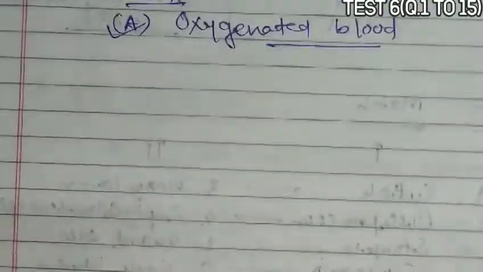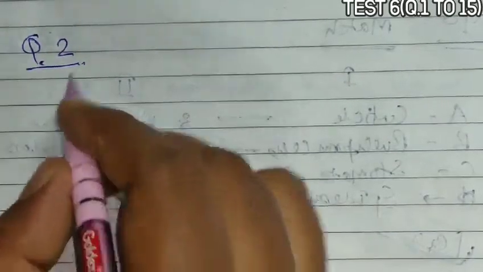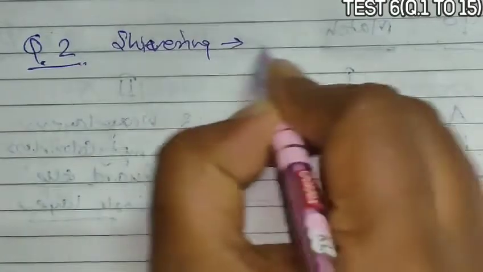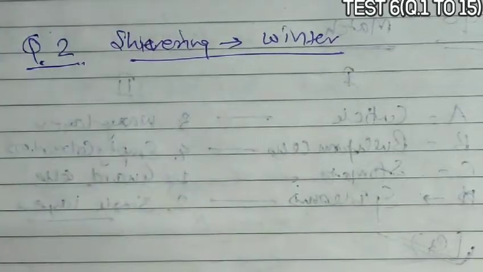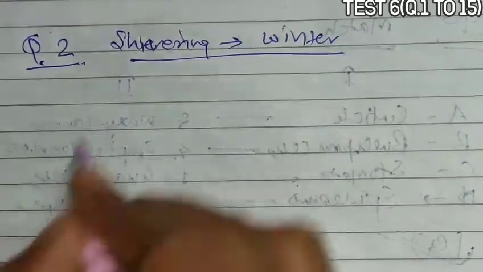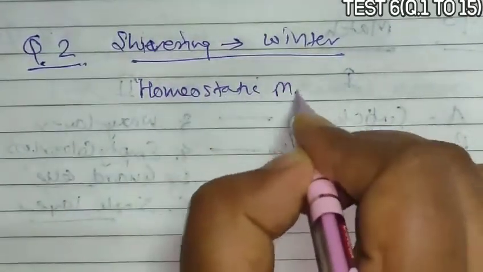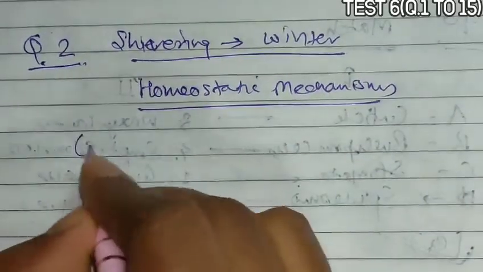Next is question 2. Question 2 asks: shivering with cold in winter is caused by. As you know, during winter we feel cold, and our body responds by a mechanism where it shivers. It is a type of homeostatic mechanism because we are homeotherms.